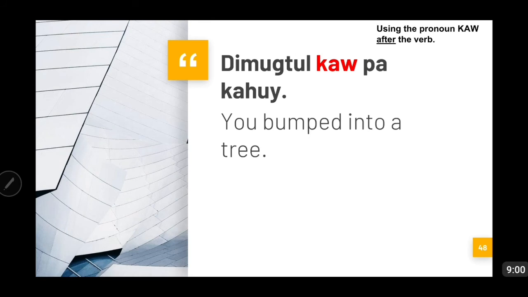Again, another example, this time an im verb. As we told you earlier, regardless of the focus of the verb, if the pronoun appears after the verb, it will assume the kaw form and not the ikaw form. We don't say di mugtol ikaw pakahoy. We say di mugtol kaw pakahoy. You bump into a tree.